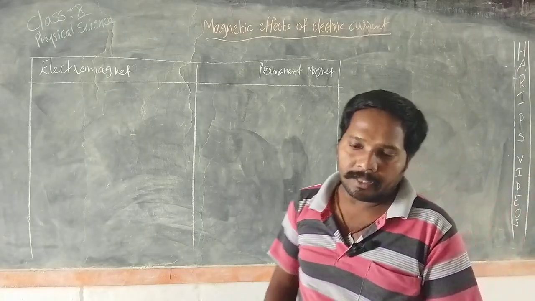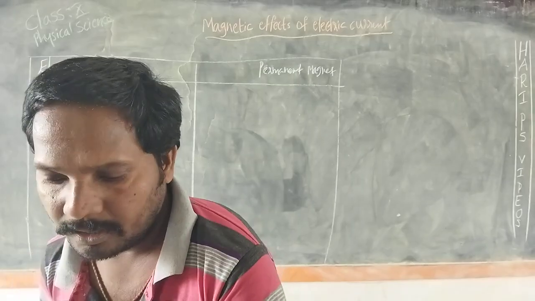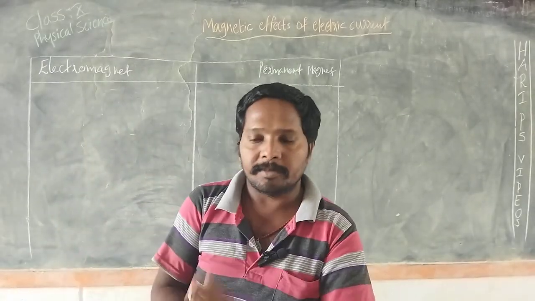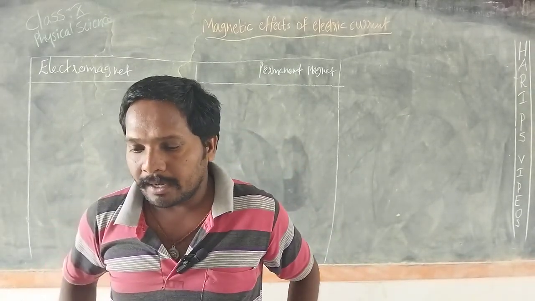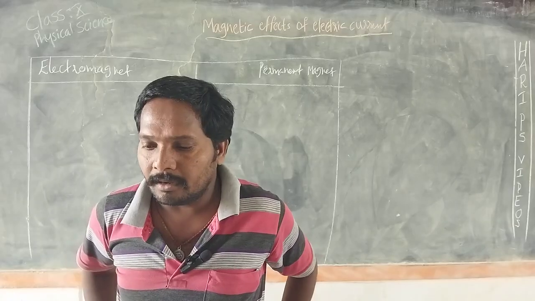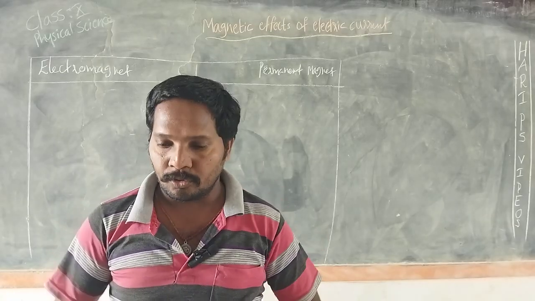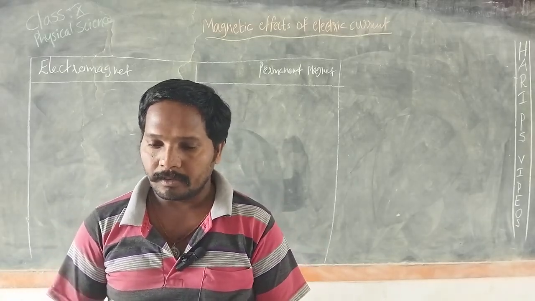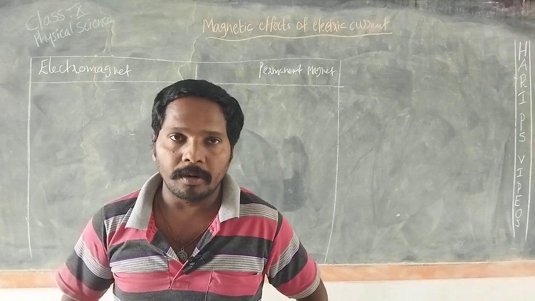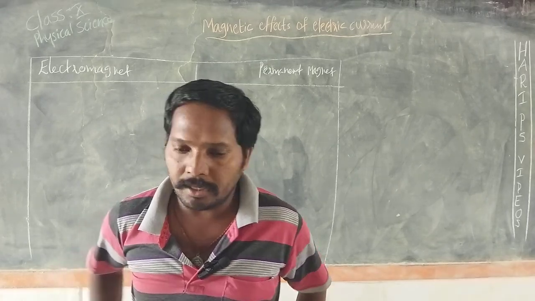So that's why I am directly explaining the differences between a bar magnet or permanent magnet and an electromagnet. Okay, let us take a simple introduction about electromagnets.